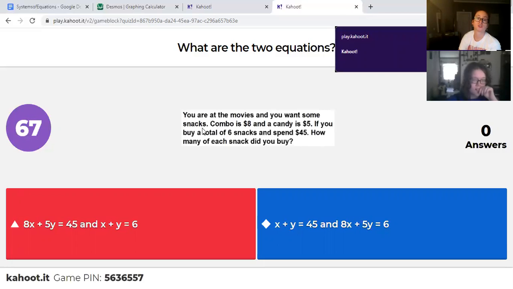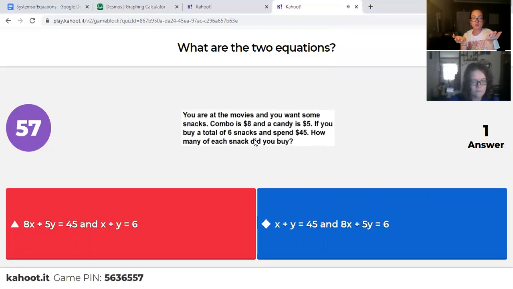But then it tells you that you buy a total of 6 snacks. Oh, I see now. So they're kind of saying, if you add up however many X's and Y's that you bought, it should equal 6. So instead of 2 different people's costs, they used your cost and then how many you bought to create a system. I hope I chose the right one, but I understood what you said.